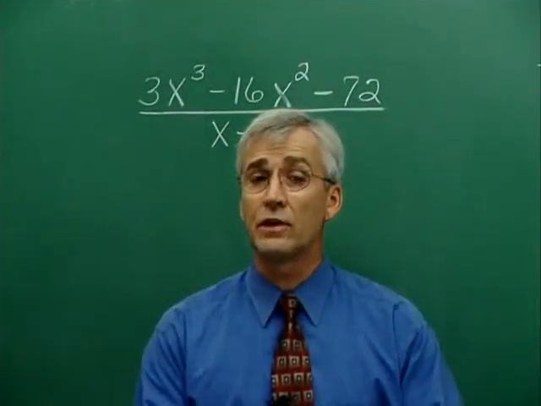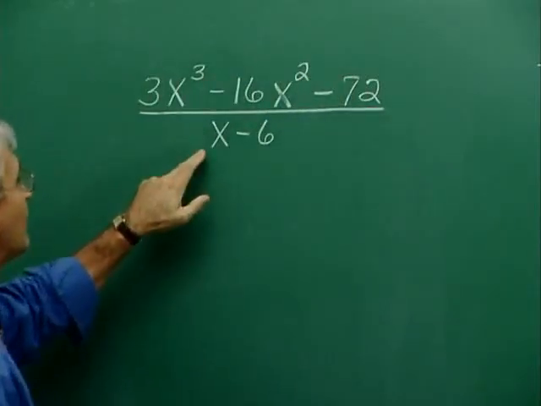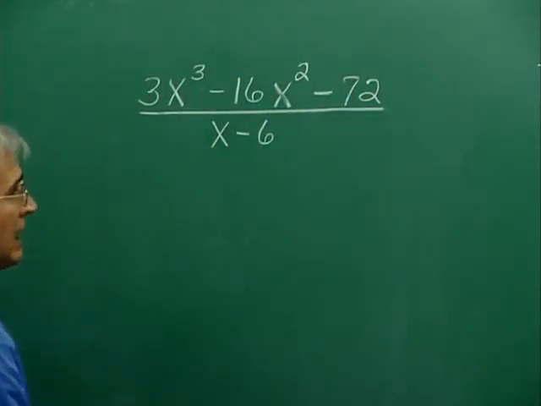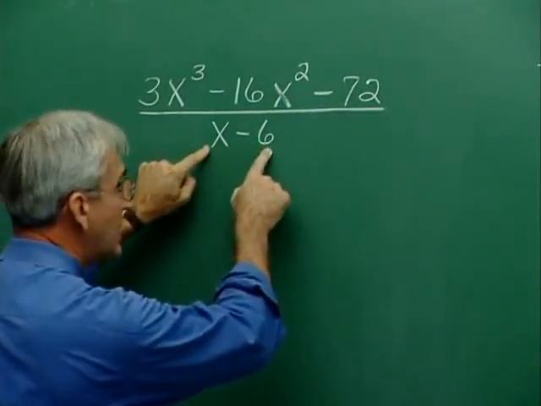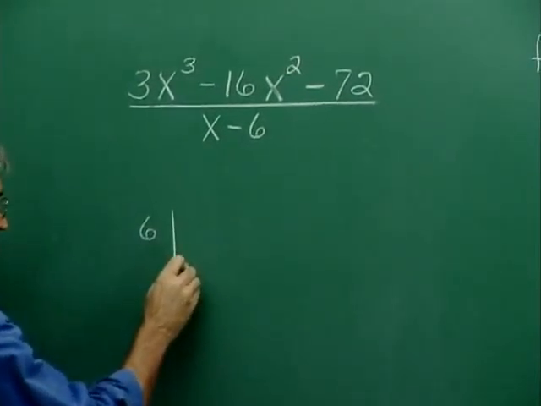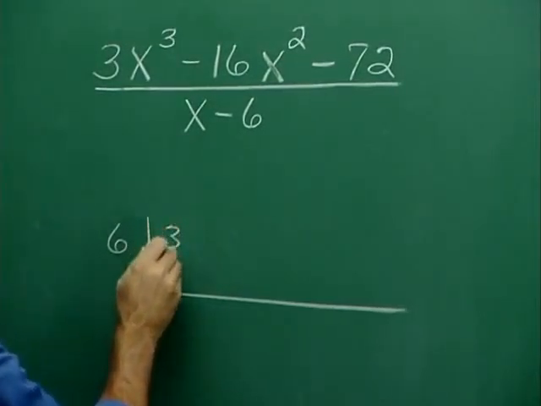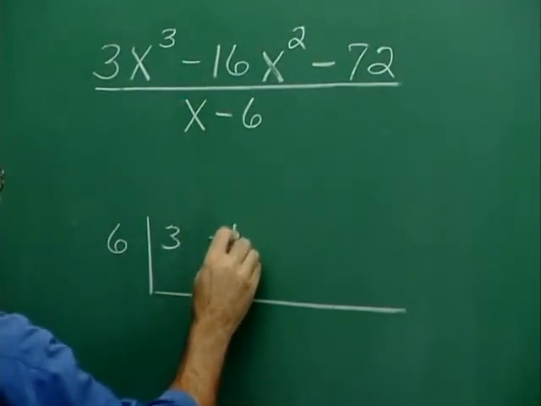Let's run through another division problem using synthetic division. Here we're taking this polynomial and dividing by x minus 6. Now, to divide by x minus 6 synthetically, we put 6 in this position, and then along this row, we enter the coefficients and the constant involved in this polynomial. So we'll have 3, and then leave some space, then minus 16.